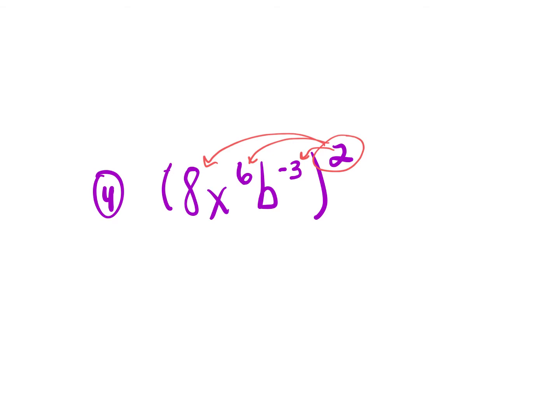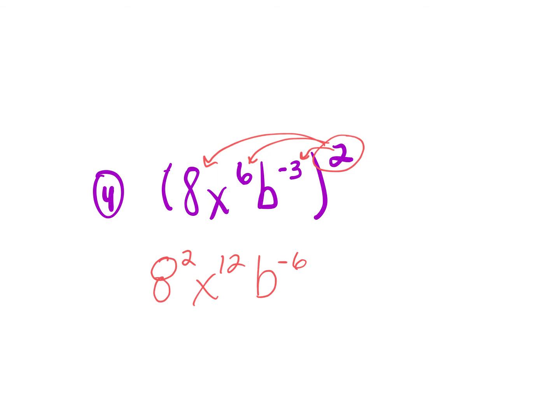Now remember, once we're done simplifying, we cannot have negative exponents. So we've got to move them around. So I'm going to rewrite this just so I can see it as 8 squared. Then I have x to the, what happens when we raise a power to a power? Multiply. When the bases are the same and we multiply, we add the exponents. But when it's a power to a power, we multiply. So 6 times 2 is 12. And then b to the -3 times 2 is -6.